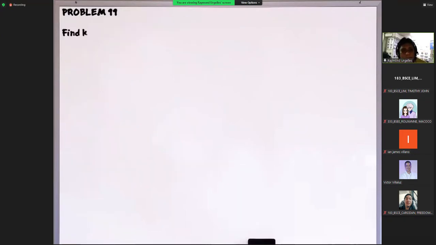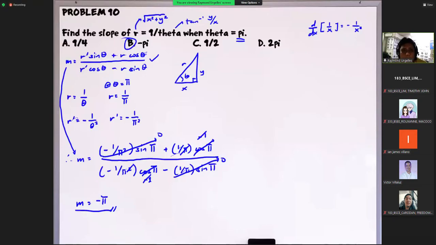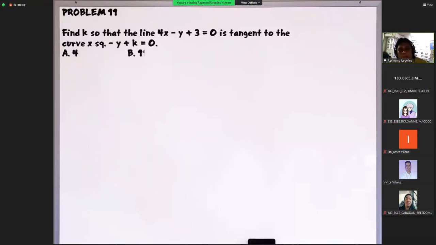Okay, any questions? Then I'll move on to the next problem. For the next problem: find k so that the line 4x minus y plus 3 is equal to 0 is tangent to the curve x squared minus y plus k is equal to 0. That's what we will solve here. The concept is easy, although we will be going back and forth between these two curves.